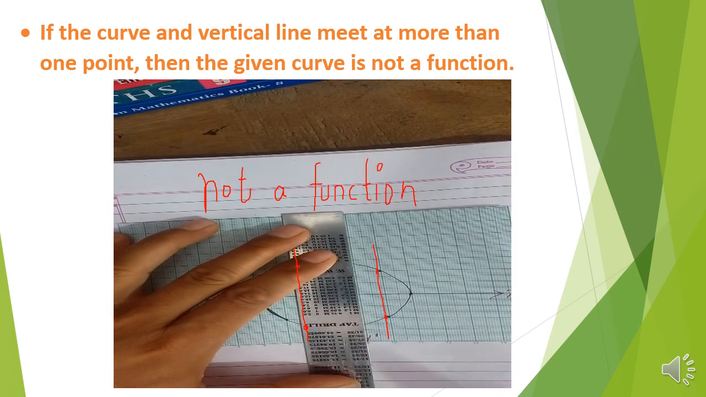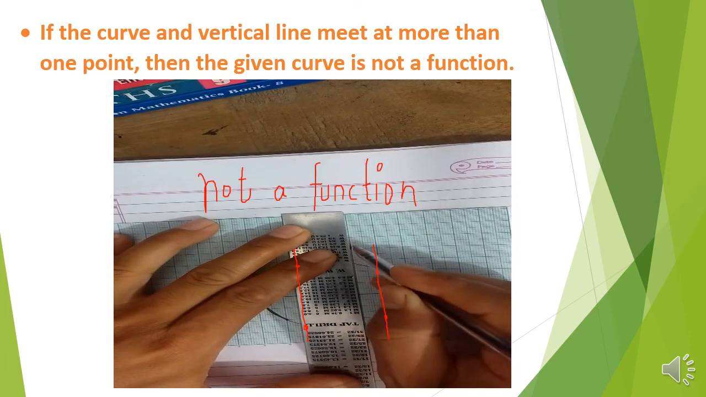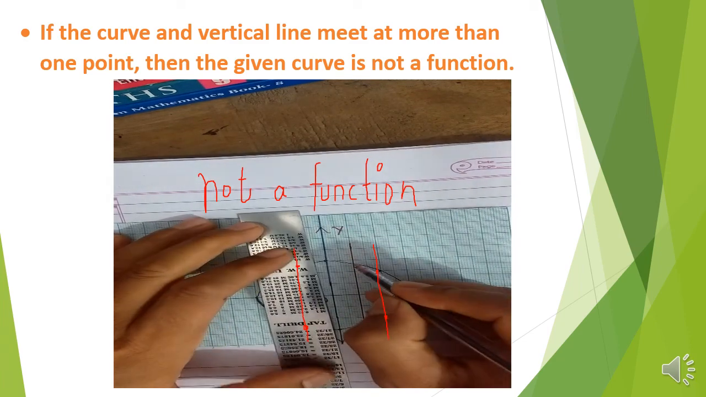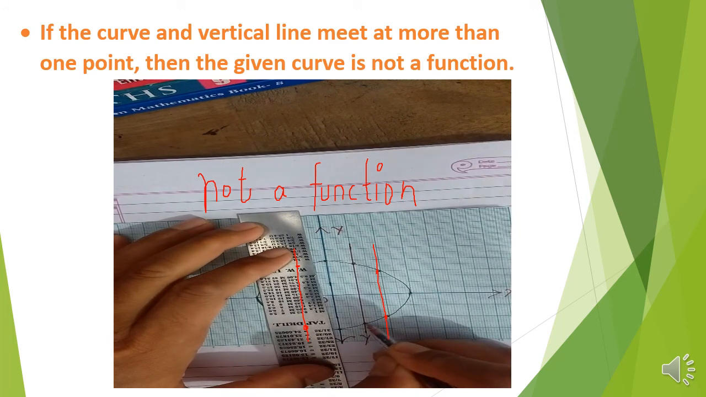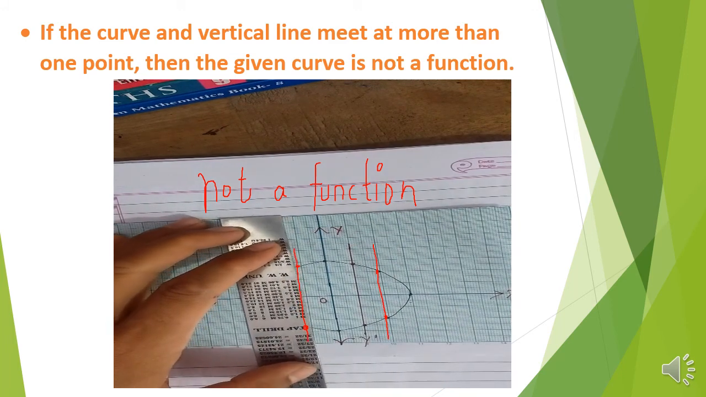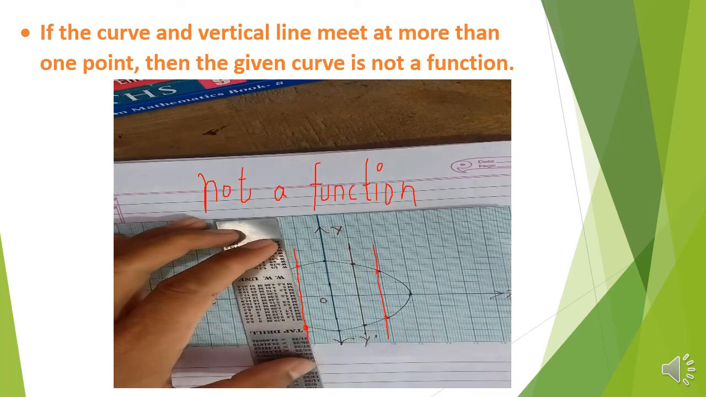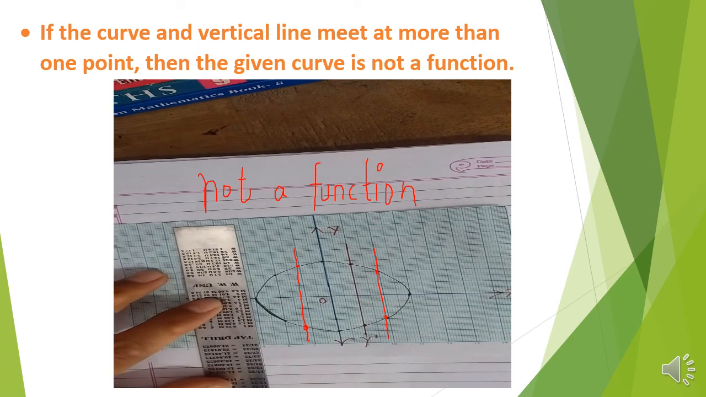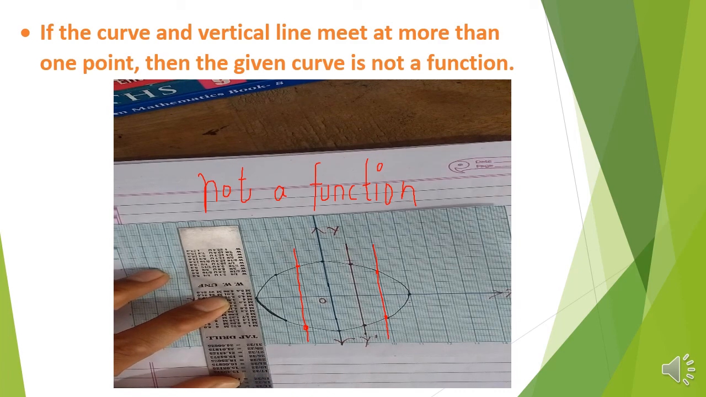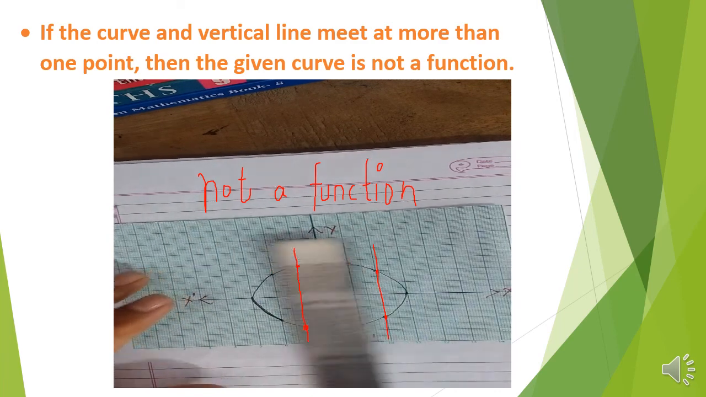So I will draw from here. The curve and the vertical line meet at 2 points. You can clearly see they meet at 2 points, so it is not a function. If it touches only at one point, it is a function. If it touches at more than one point, then it is not a function. We are not allowed to make a tangent. If I draw from here, it will touch at only one point, that will be the tangent. That is not a vertical line.